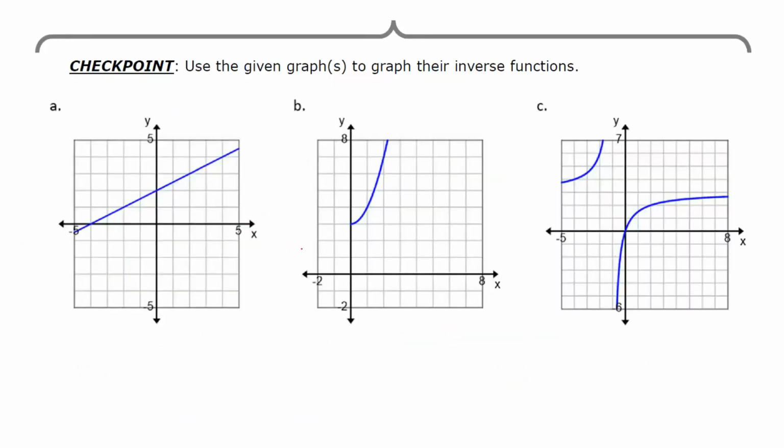So for your examples here, where you are asked to use the given graphs to graph their inverse functions, you can identify your reflection line, y equals x, identify some points on your graph, and the points of your inverse function would be equal distance on the other side of your graph. Okay? All right, so why don't you pause the video and give it a go.